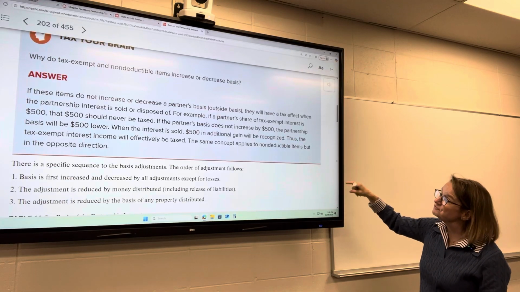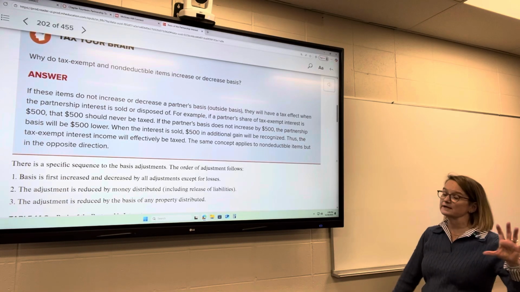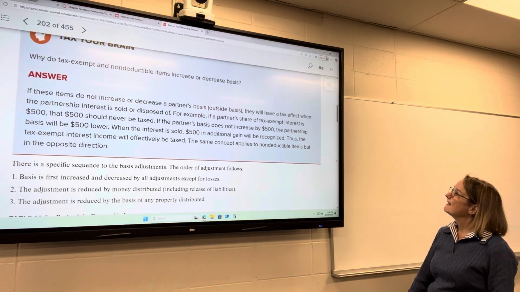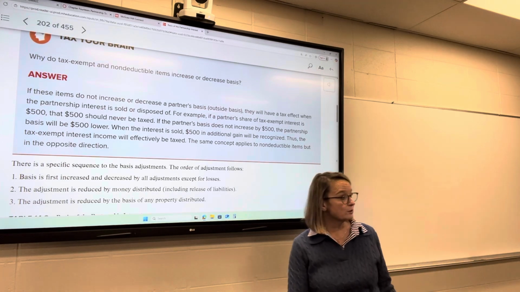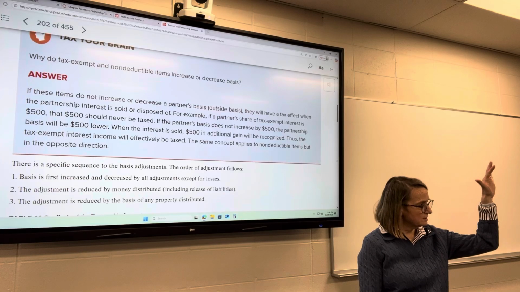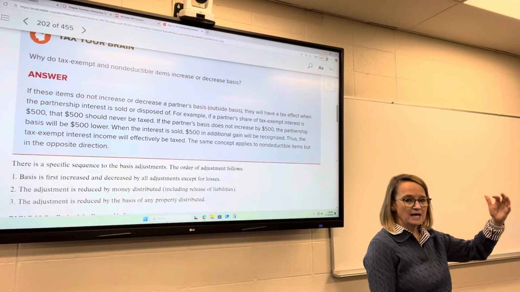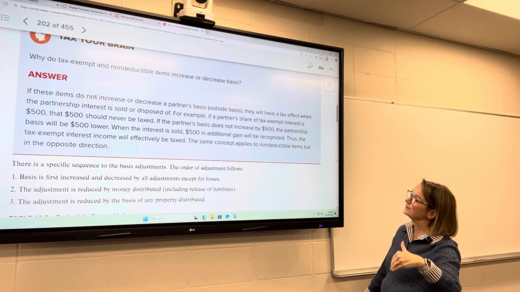If these items did not increase or decrease a partner's basis, and again, we're talking about the individual partner's basis, so their outside basis, they will have a tax effect when the partnership interest is sold or disposed of. So that charitable contribution, we didn't take it on our tax return, we didn't get a tax benefit from it at that point, but it's still going to have a tax effect for us by lowering our basis.